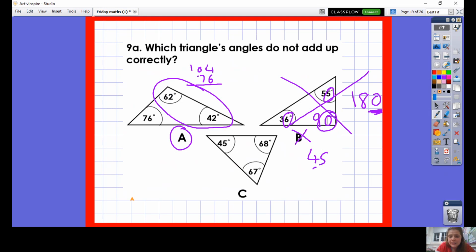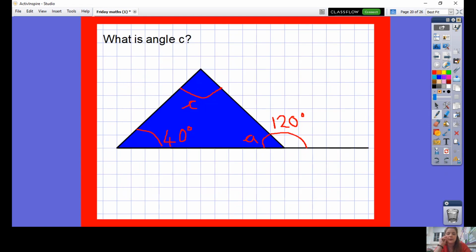Okay, let's have a look at this one then. 45 degrees add 67 degrees. 5 add 7 is 12. 4 add 6 add 1 is 112. Now let's add on 68 degrees. 2 add 8 is 10. 1 add 1 add 6 is 8, and 1 is 180. So triangles A and C were correct triangles. Well done if you did that challenge and got that one correct. Let's have a look at the next one then.